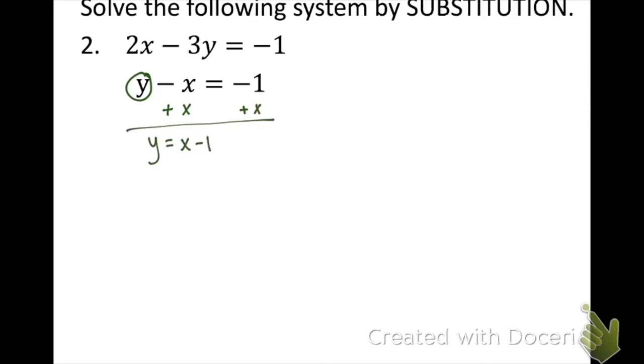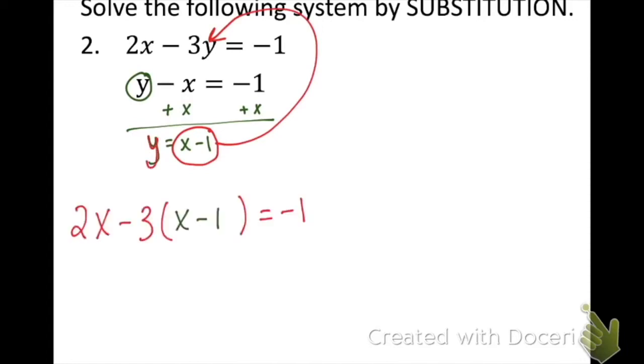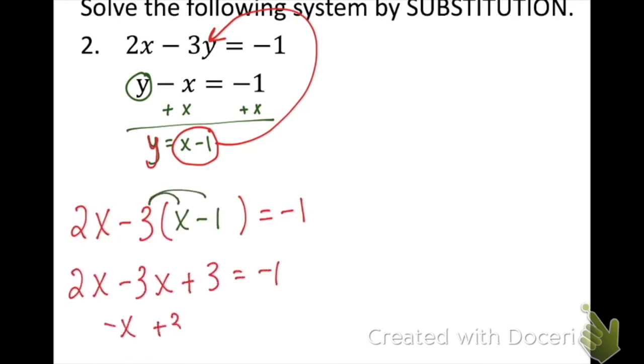Okay, we're going to take this x minus 1 and plug it into the other equation for y. We're plugging it in for y because it says y equals x minus 1. So we're going to start with distributing the negative 3. Make sure you bring the negative with it. Combining like terms, moving things over, and we get x equals 4.